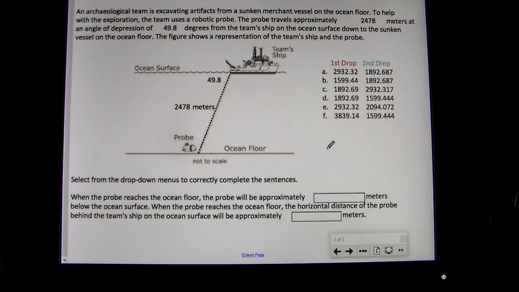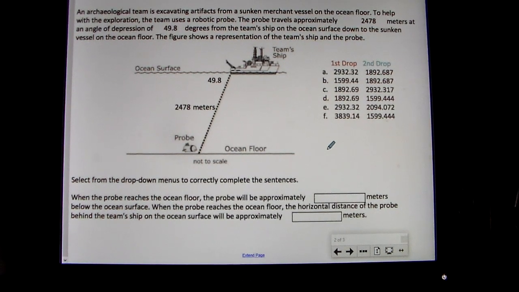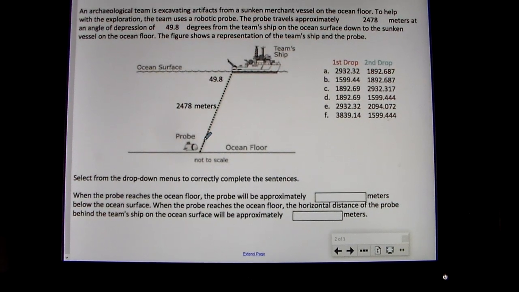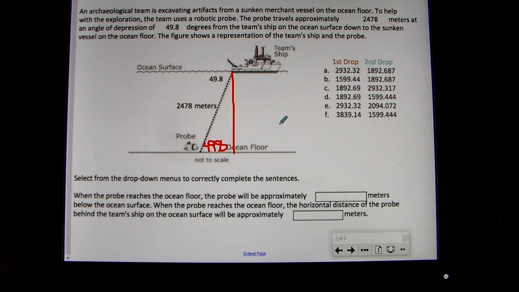Problem number 2. It's the same problem with different numbers, so let's walk you through it. So just like before, the top of the ocean floor and the bottom of the ocean floor are going to be parallel lines. So we make a little triangle out of it. We know that bottom reference angle is 49.8 degrees. We know the height is x, and that's what we're going to solve for here in our first box. So opposite and hypotenuse, well, that would be sine.